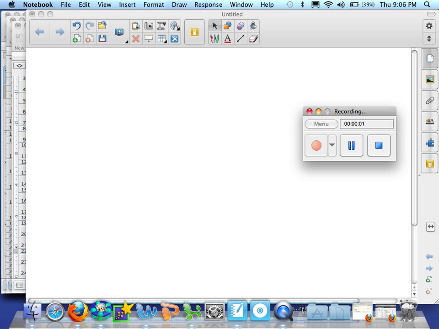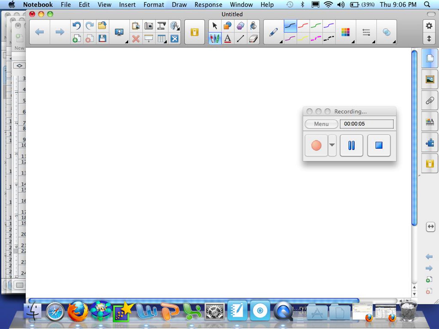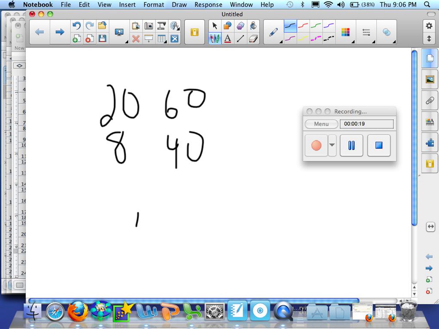Okay, let's try this. All right, so we know that V drove 20 miles at an average speed of 60, and then she slowed down and drove 8 miles at an average speed of 40. All right, so we get time equals distance over speed. If we do that, we get 20 over 60, and that'll give us 1/3.